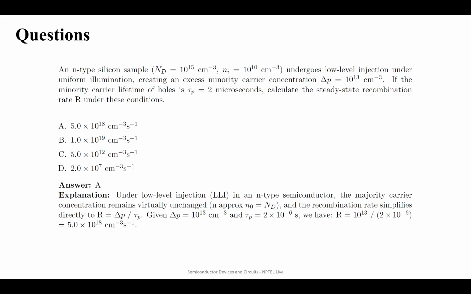So the answer is A. Under low level injection in an n-type semiconductor, the majority carrier concentration remains virtually unchanged. So n is approximately n0 equals Nd, and the recombination rate simplifies to R equals delta p by tau p. So given delta p equals 10 to the 13 per cm cubed and tau p is 2 times 10 to the minus 6 seconds, we have R equals 5 times 10 to the 18 per cm cubed per second.